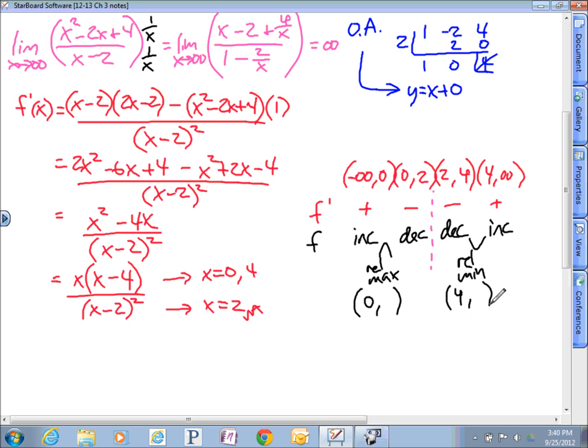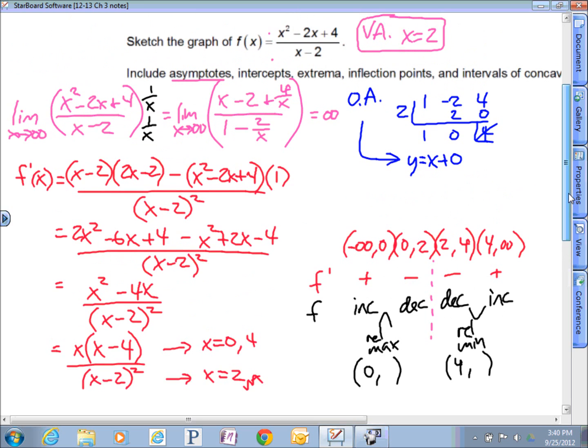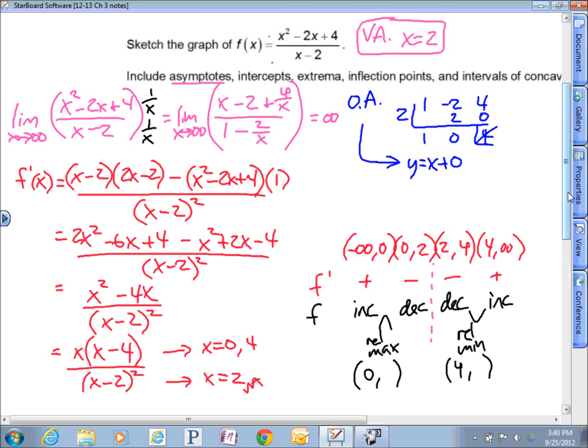Now, what are the somethings? How do I get those values? Remember, you go back up to your original function. So original function, if we plug 0 in, the numerator looks like we're going to have a 4 on the top and a 2 on the bottom. Wait, so that's 0, negative 2. Plug in 4. 4 squared is 16, minus 8 is 8, plus 4 is 12, divided by 4 minus 2, divided by a 2. I think this is the point 4, 6. So again, taking that information, we know relative max at 0, negative 2, relative min at 4, 6.